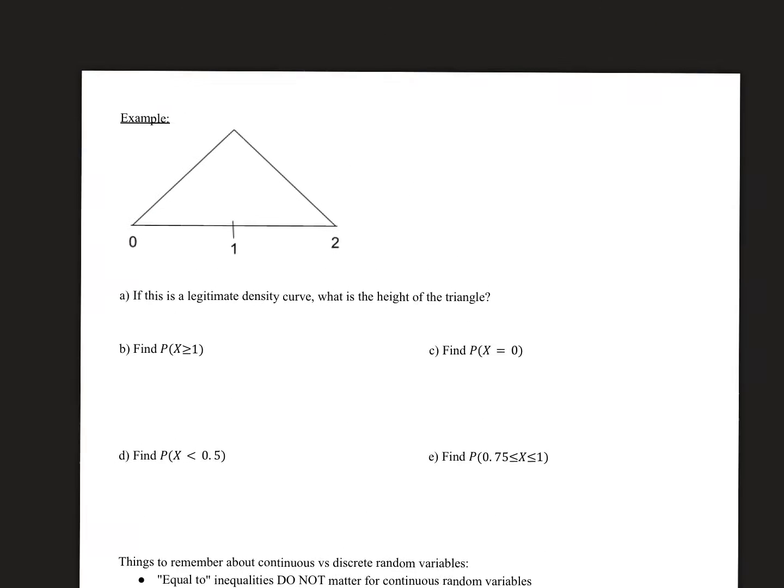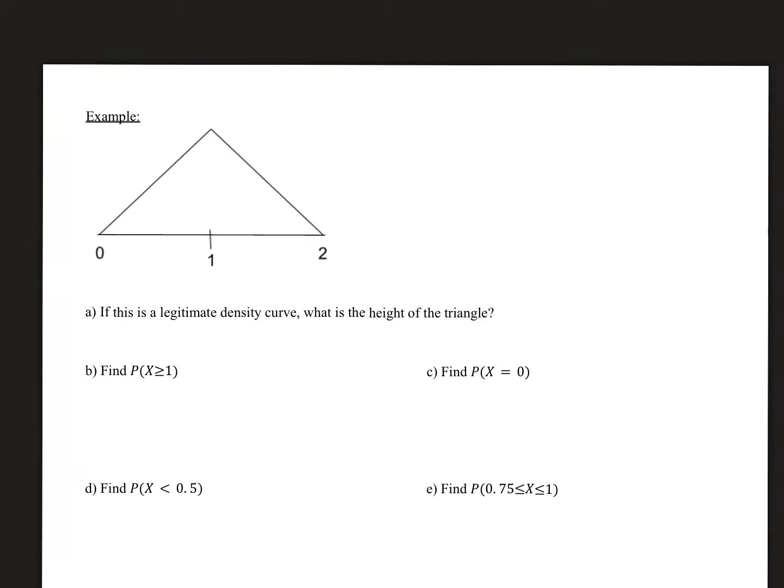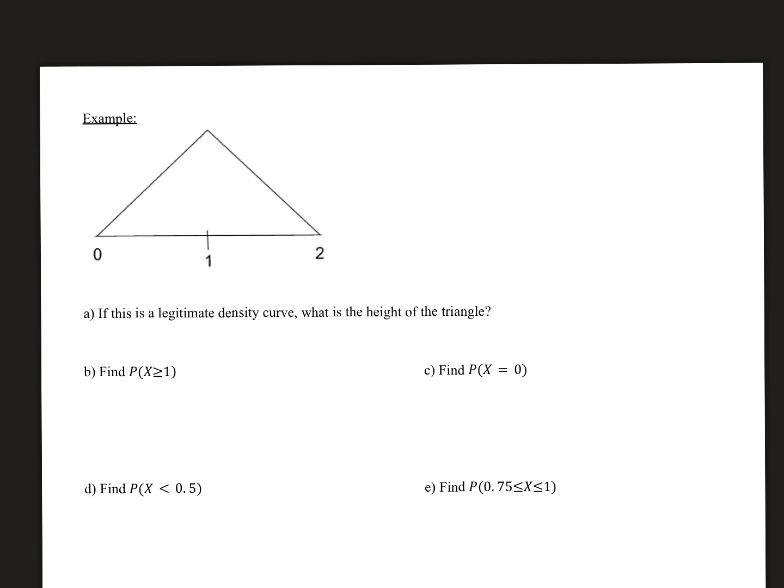So we're going to take a look at an example. So we have a triangle. Okay. We know the area of said triangle is 1/2 base times height. So if this is a legitimate density curve, what is the height of the triangle? So remember, the area underneath a density curve has to be 1.